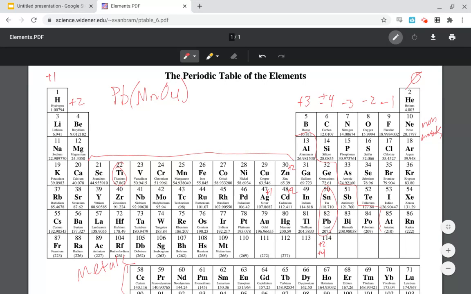Pb(MnO4)4. That would be lead. And then permanganate has a -1 charge, and we have 4 of them. So lead must have a charge of +4. So it's lead(IV) permanganate, which is one of those polyatomic ions.